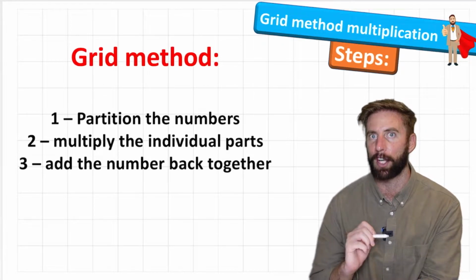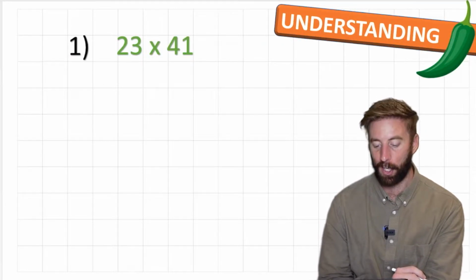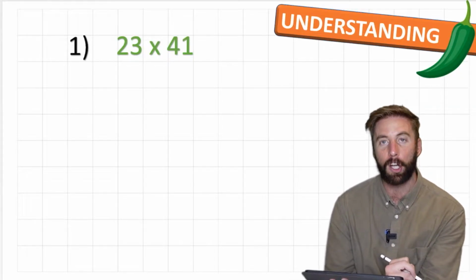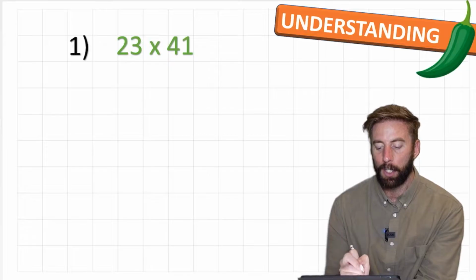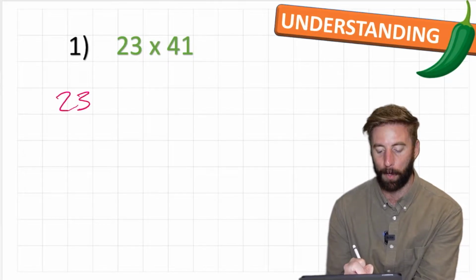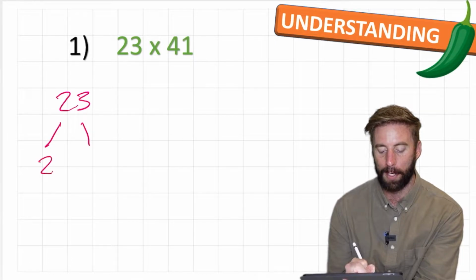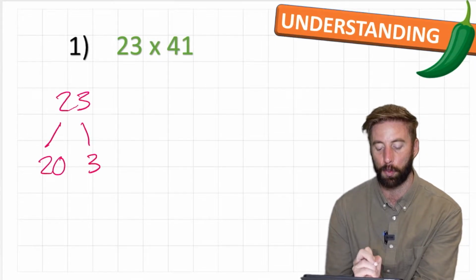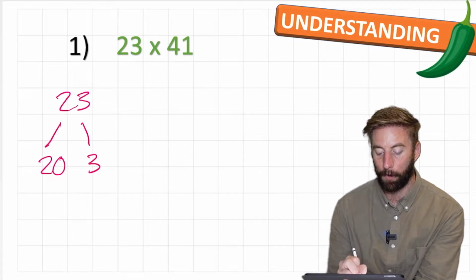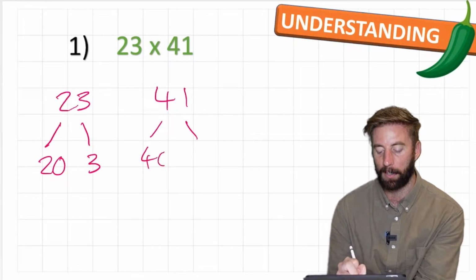So let's have a look at our green chili challenge. Our green chili challenge is 23 times 41. So our first step said to partition our number. What that means is we're going to look at the number 23 and understand that we can partition this into a 20 and a 3 because 20 plus 3 equals our 23. We can do the same to 41 and it would be 40 and 1.